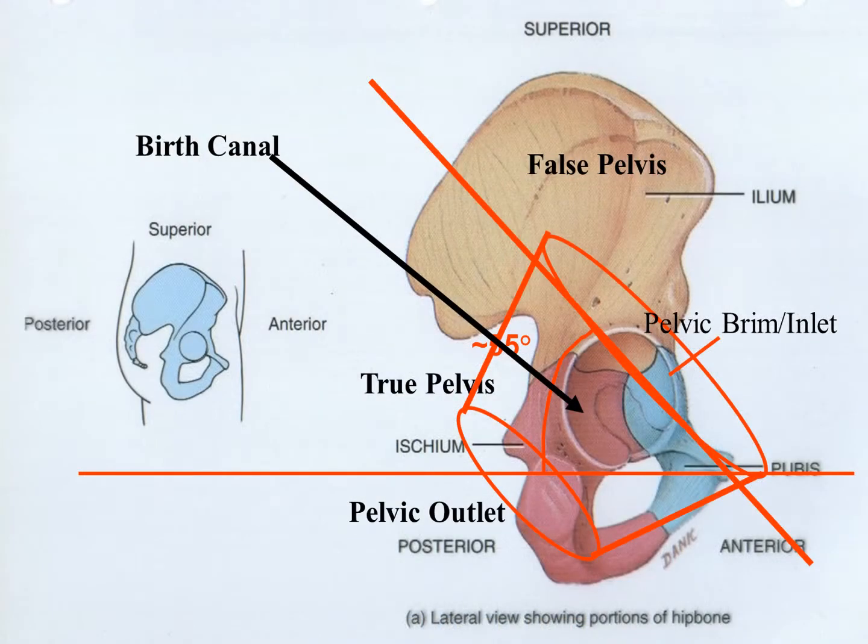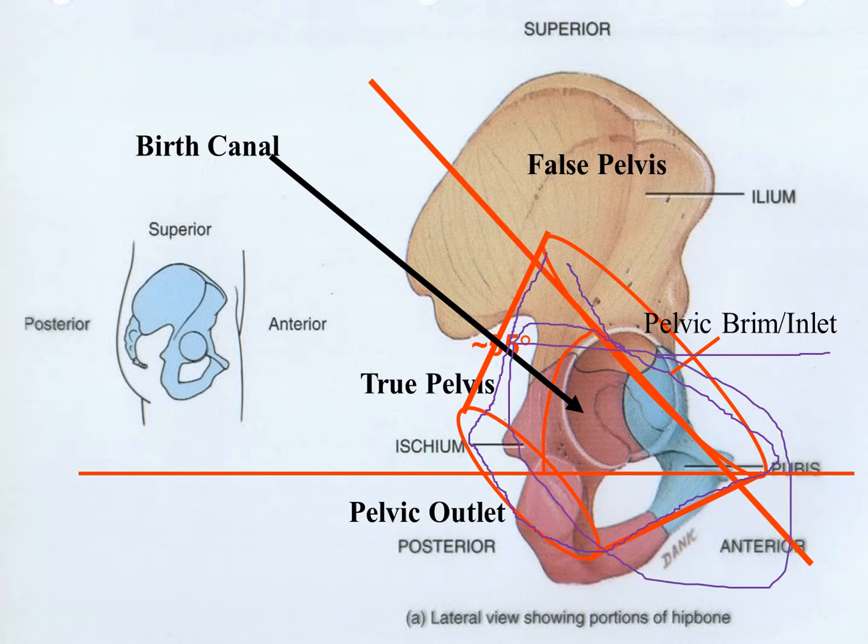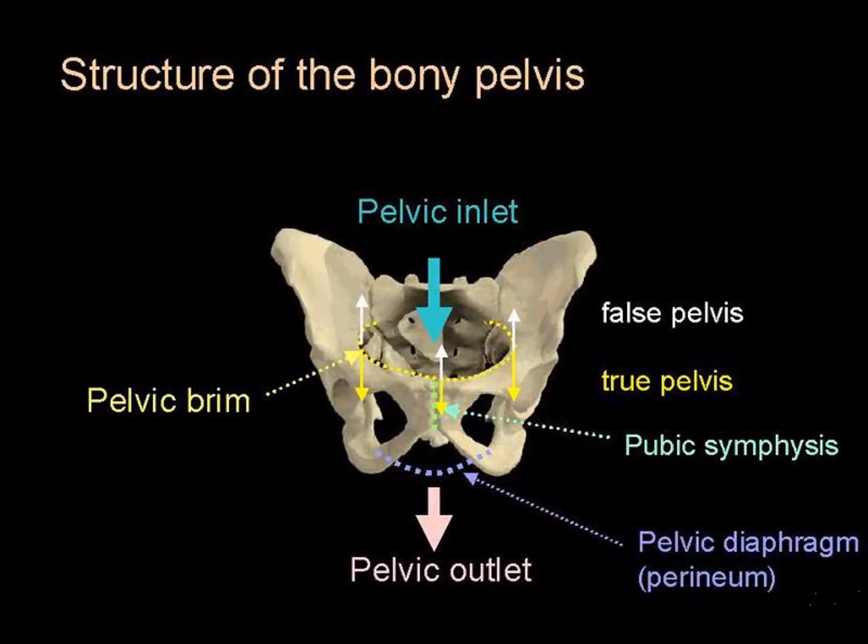So as you can see in this slide, this portion is the true pelvis, which involves the pelvic brim or the inlet, the mid-pelvis, and the pelvic outlet. So this portion is the true pelvis, and here this is the false pelvis that is not involved in labor. This slide will give you the clear picture of the true pelvis and the false pelvis. So the true pelvis involves the pelvic inlet, the mid-pelvis, and the pelvic outlet.